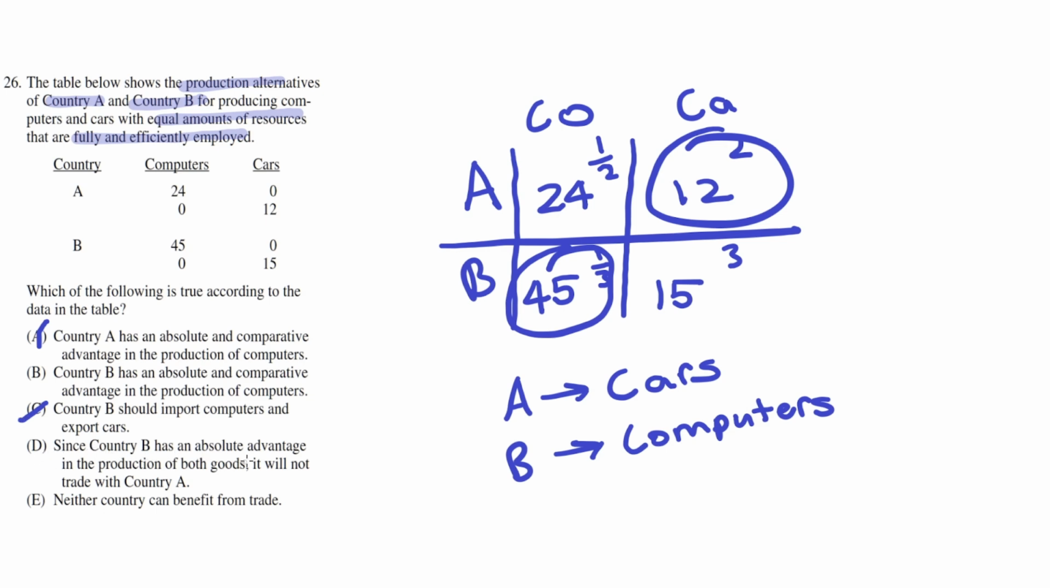D. Since country B has an absolute advantage in the production of both goods, it will not trade with country A. This is incorrect because trade is based on comparative advantage, not absolute advantage. So D can be eliminated. E. Neither country can benefit from trade. This is incorrect because if there are differences in comparative advantages, then they do benefit from trade. So E is incorrect. Therefore, the correct answer is B.